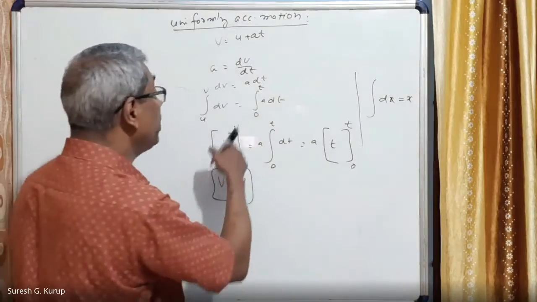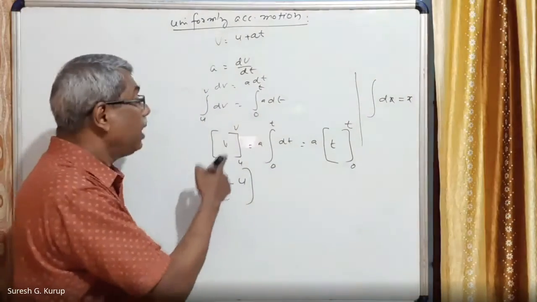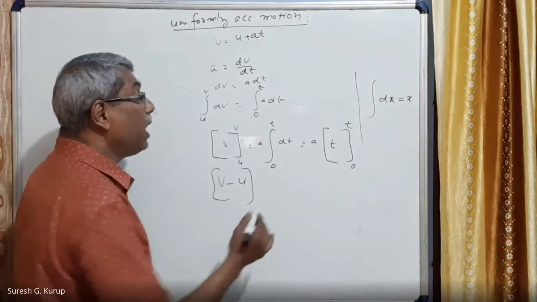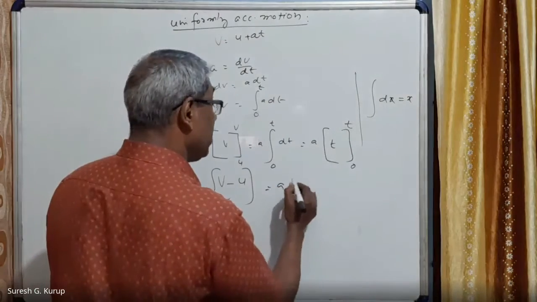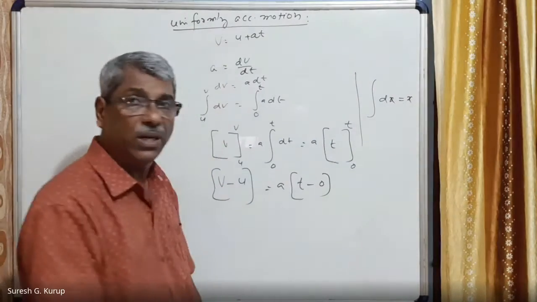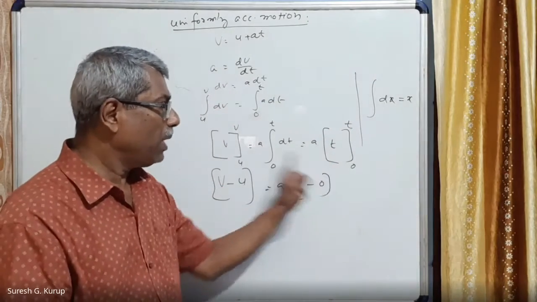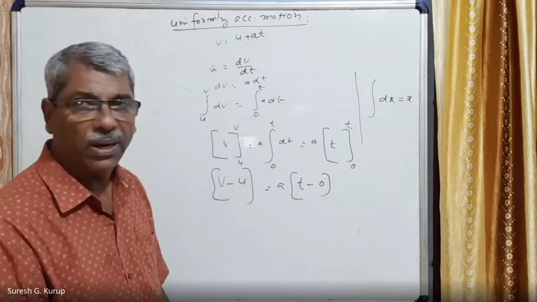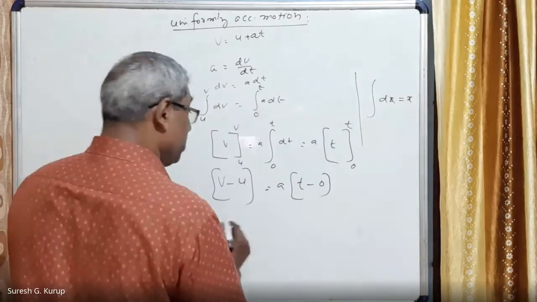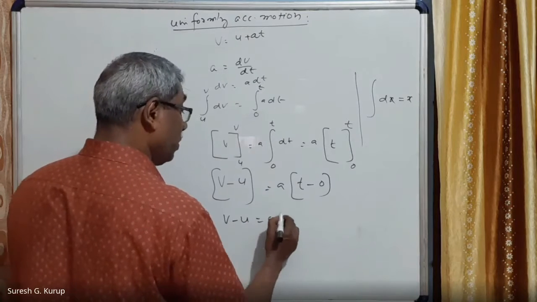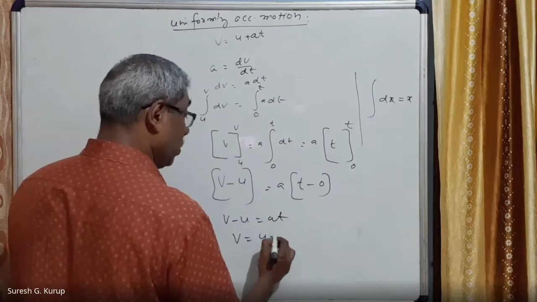In place of v, first you put the upper limit, and second you put the lower limit. This is equal to a into t minus 0. In place of t, you put the upper limit, minus, in place of t, you put 0. So t minus 0, the limit is also applied. So we are getting v minus u is equal to at. Therefore, v is equal to u plus at.